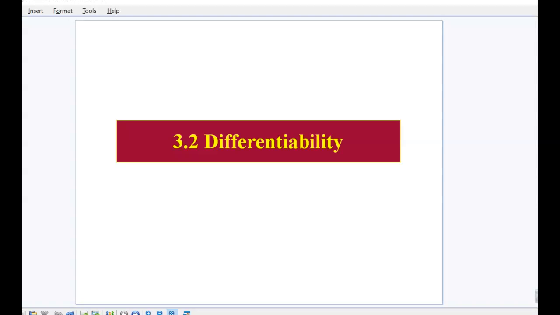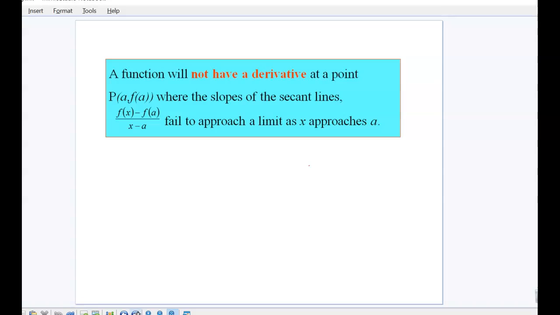In section 3.2, we're going to talk about differentiability and continuity. And we're going to talk about where functions are differentiable and where they aren't. A function will not have a derivative at a point p, which equals (a, f(a)), where the slopes of the secant lines fail to approach a limit as x approaches a.